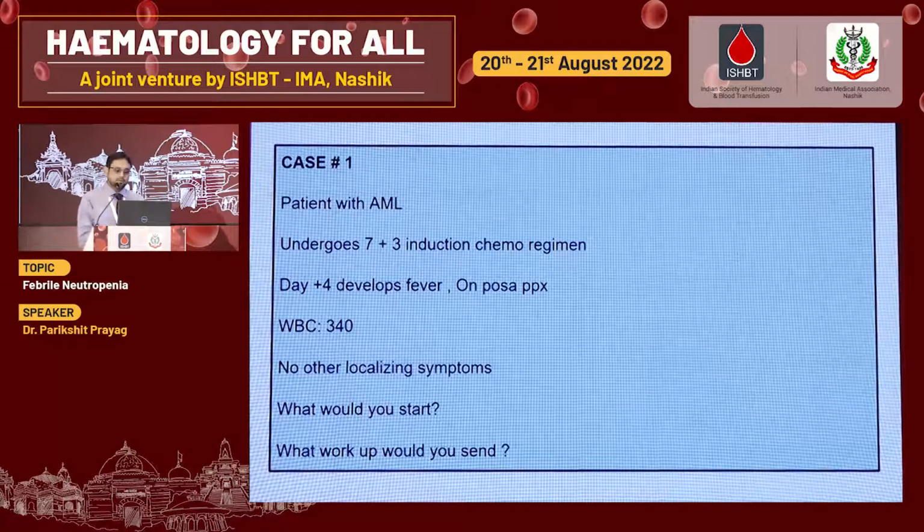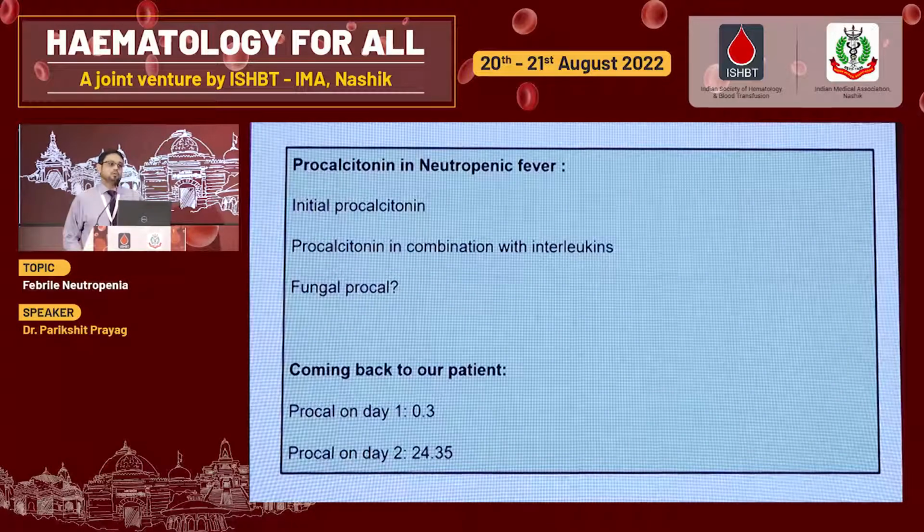Usually, a good starting test would be your markers. So either a CRP or a procalcitonin or ideally both. If you have access to interleukins, also combining interleukins with that. What is the importance here? So let us talk about procalcitonin in neutropenic fever. Day one of febrile neutropenia, if I send procalcitonin in someone, what is the sensitivity? The sensitivity at best is going to be 60 to 70%. So it's not the initial procalcitonin that I'm looking at. I'm looking to trend the procalcitonin in many of these patients.